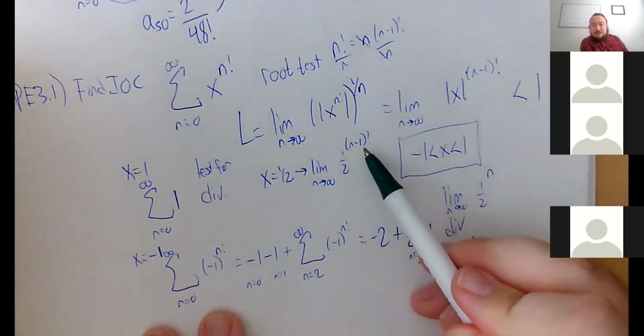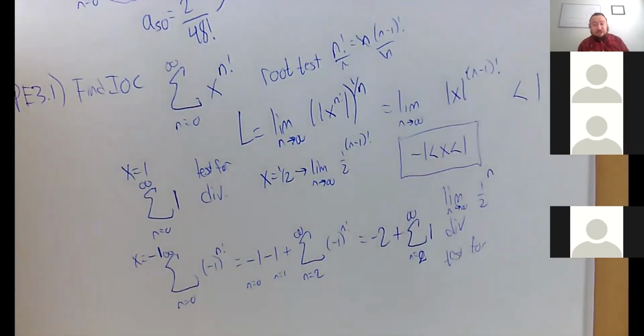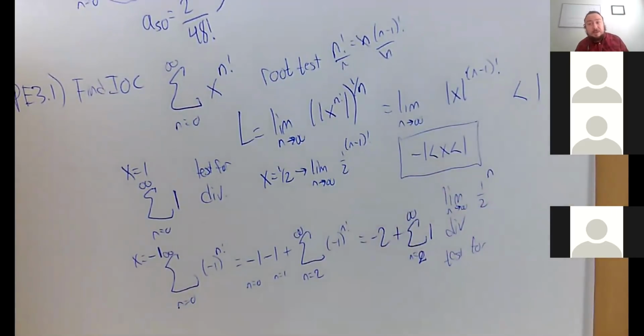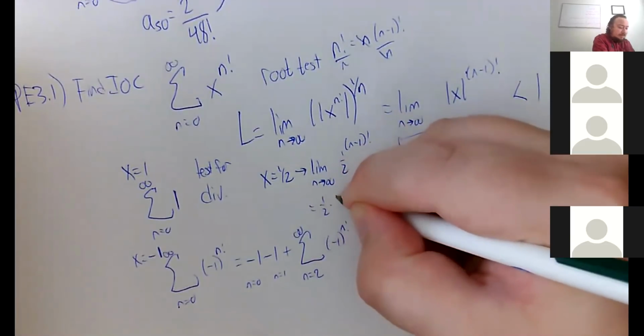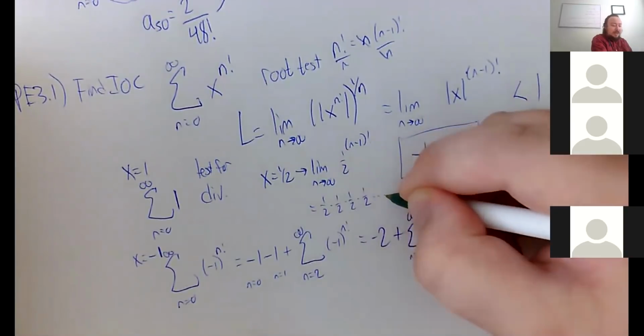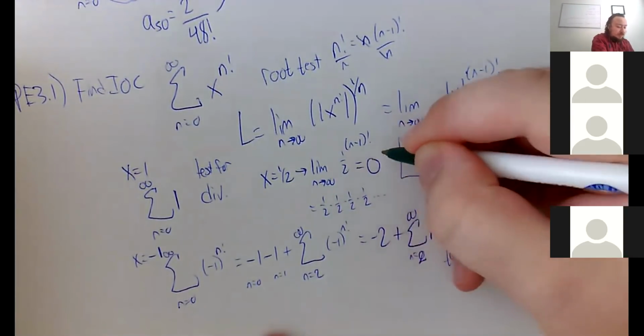Now this n minus 1 factorial is getting really big, right? So I'm effectively multiplying a bunch of 1/2s together, because that's what exponentiation does. It's multiplying the same number by itself a bunch of times. So this is equal to 1/2 times 1/2 times 1/2 times 1/2. And every time I multiply a half together, it gets smaller and smaller. So this limit's going to equal 0.